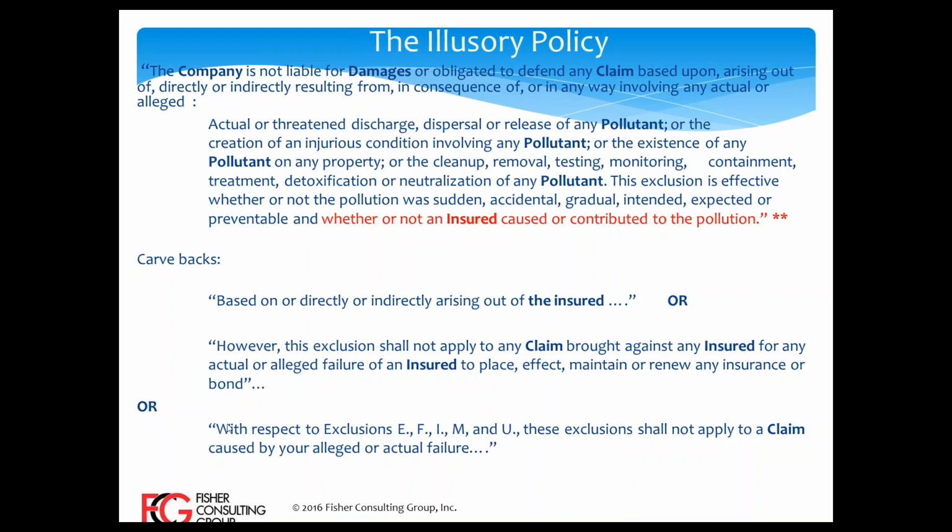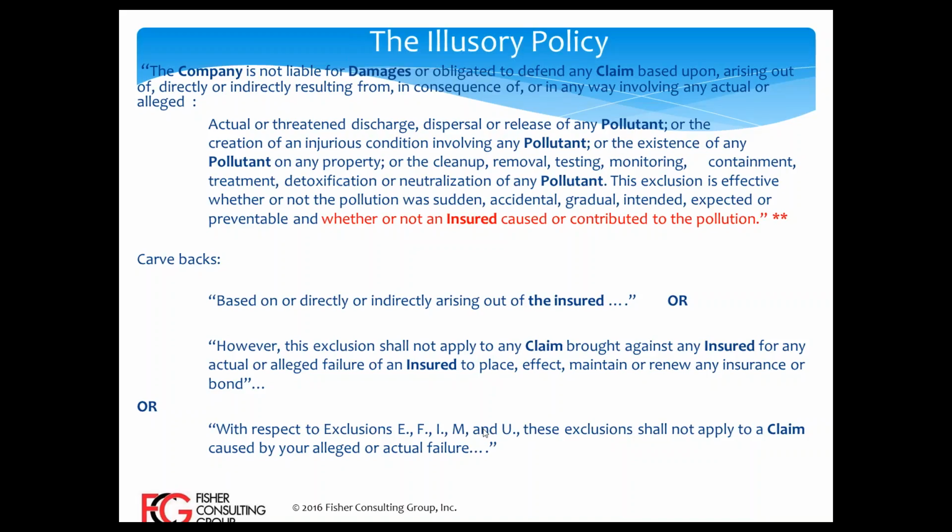Now, what do you do with respect to a carve-back that only refers to certain absolute exclusions like E, F, I, M, and U? Those exclusions will not apply because of your alleged failure. Fine, but what about exclusions A, B, C, D, G, H, etc.? That tells me that the insurance company intends to enforce those exclusions whether or not an insured caused or contributed to the problem, even though the language I'm circling, this red language, may not even be there. If you've got a carve-back that only refers to certain exclusions, what about the others?